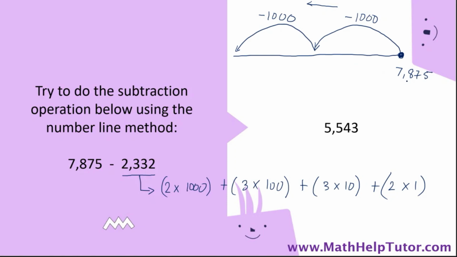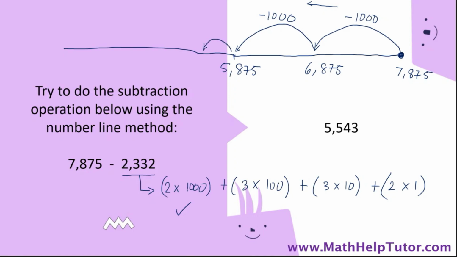So 7,875 minus 1,000 gives us 6,875. And then if we subtract another 1,000, it becomes over here 5,875. So we're done with the thousands place. Next, let's subtract 3 100s. Let's just extend our number line a little bit. Okay, we have 3 100s.